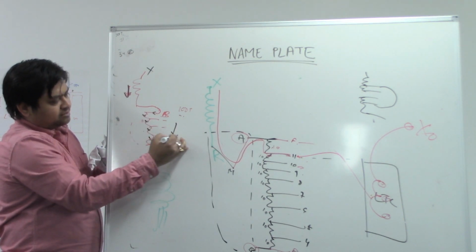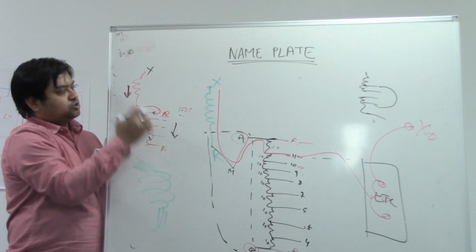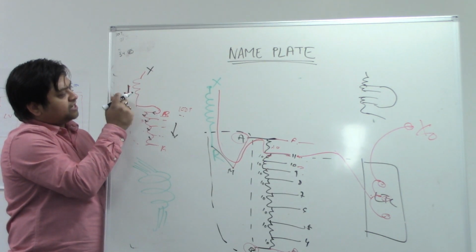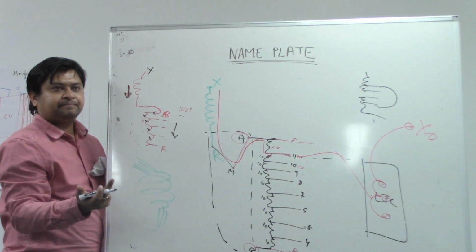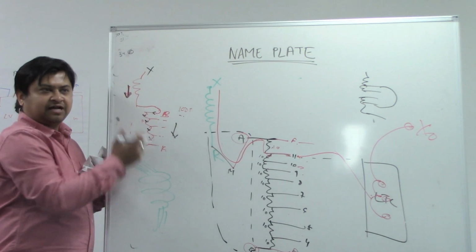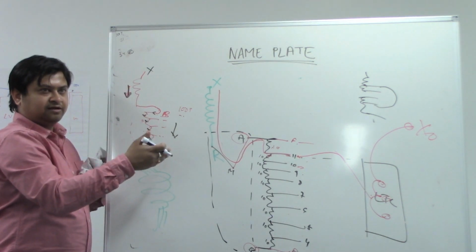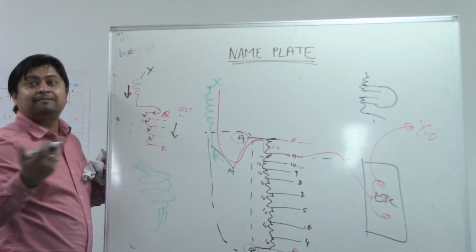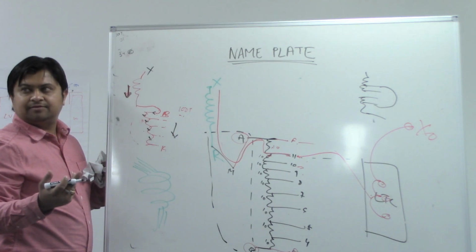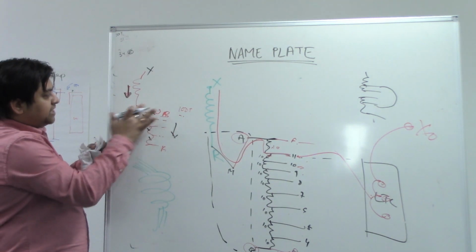Upside down also, right? In this case, the direction of current here and here are same. If the direction of the currents are same, both, right? Then all the turns will get added up.